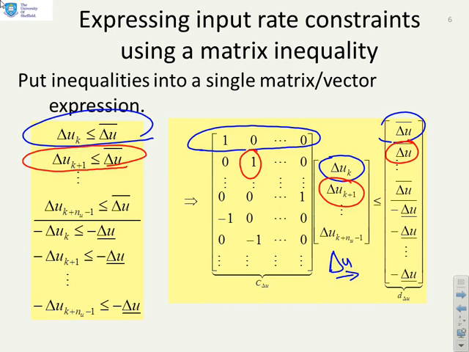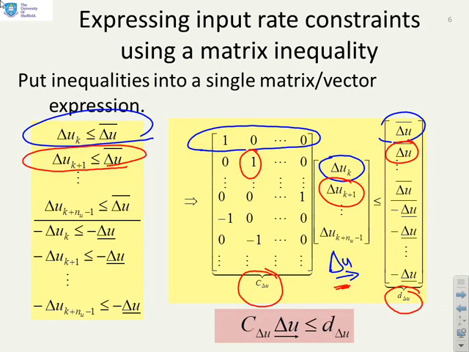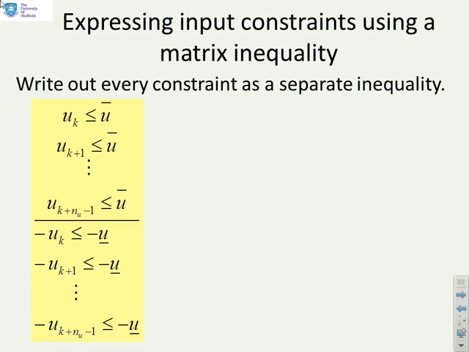So if you need to pause the video here just to look at this construction a little longer, then please do that. But the bottom line is we're defining this matrix, C subscript delta U times delta U future is less than this vector over here. So our inequalities can be summarized using this compact form here.